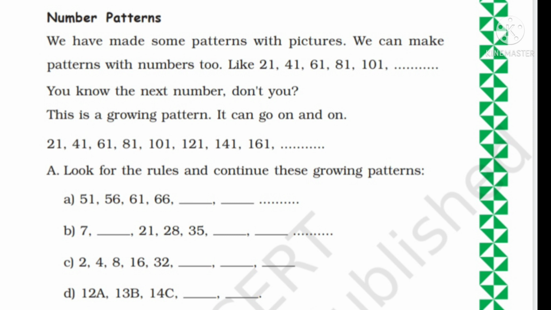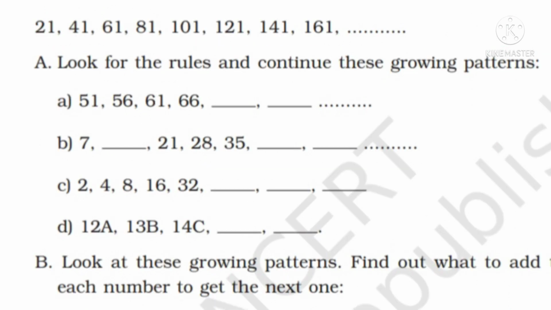See, 21 plus 20, 41, 41 plus 20, 61, 61 plus 20, 81, 81 plus 20, 101, 101 plus 20, 121, 141, 161. Next is 181. Look for the rules and continue these growing patterns.